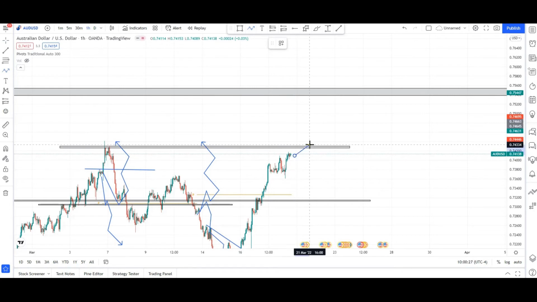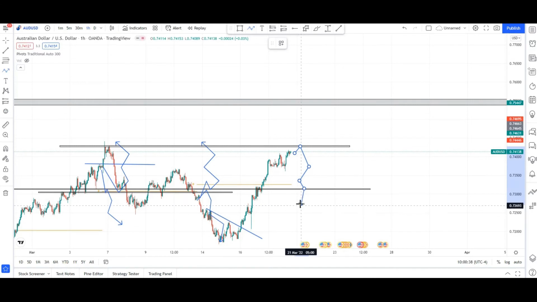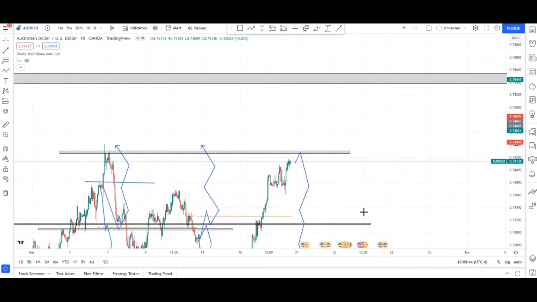If it eventually takes resistance from here, then our first target will be somewhere here, second target will be somewhere here, third target. Third target will be there, fourth target you can see here, and fifth target. These are the 5 targets in downside momentum.